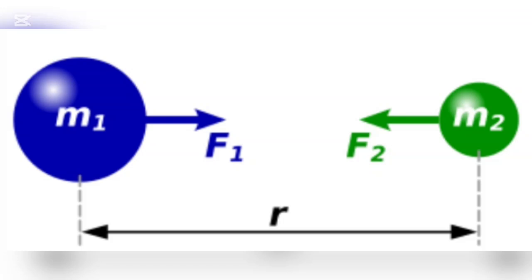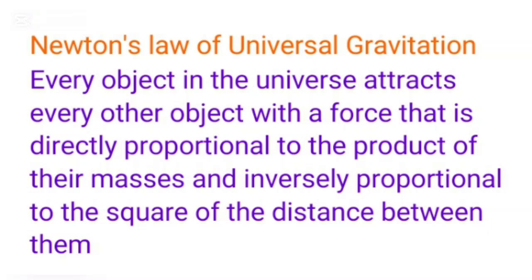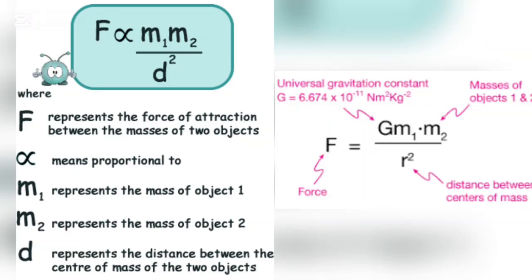When you have two objects in space, they will always attract each other, as explained by Newton. Newton's law of universal gravitation states that every object in the universe attracts every other object with a force that is directly proportional to the product of their masses and inversely proportional to the square of the distance between them. This can be stated as follows: F is directly proportional to m1 m2, and inversely proportional to r squared.